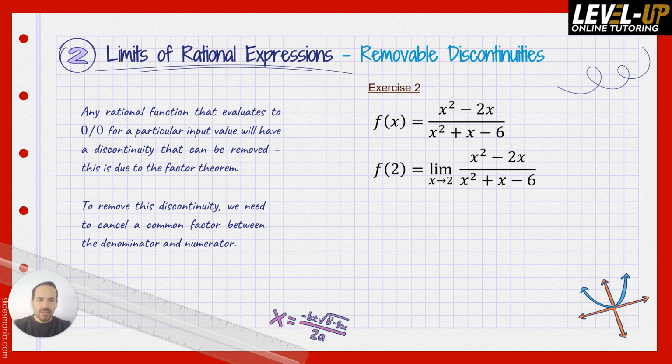We've already seen that what we need to do is find a common factor that we can cancel out. So if we factorize the top and the bottom, two quadratics should be very straightforward to factorize.